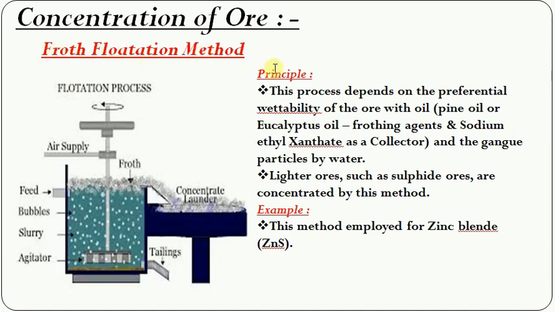What is the principle? The word you have to remember is preferential wettability. If you want to understand this preferential wettability, let us go for the example. We take coconut oil and olive oil, water. When you mix coconut oil and olive oil, these two will mix each other. Whereas when you mix water and coconut oil, the coconut oil usually floats on the surface of the water, right?